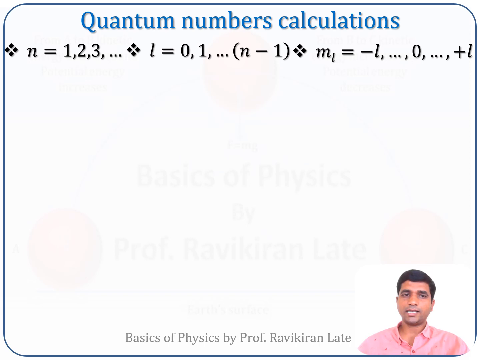With the condition that n can take values 1, 2, 3 and so on, l can take values 0, 1, 2 and so on up to n minus 1, and ml can take values from minus l to plus l including 0.